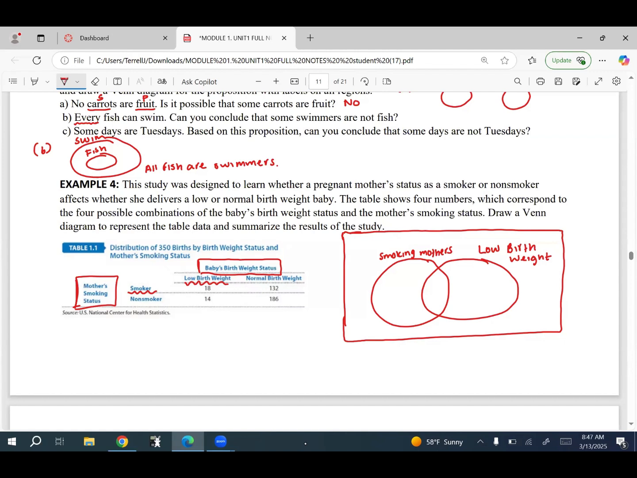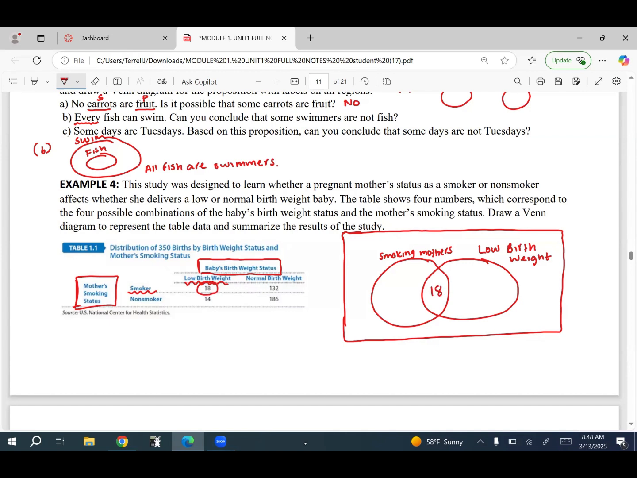And I always think it's easiest to start with, you see this piece right here where there's the overlap? That means mothers that smoked and had a low birth weight child, and that would be this value right here, 18.